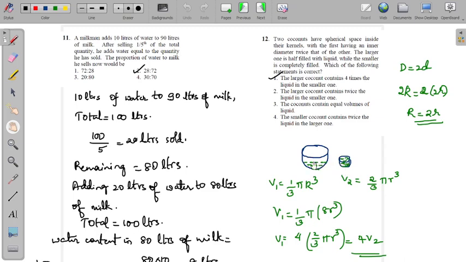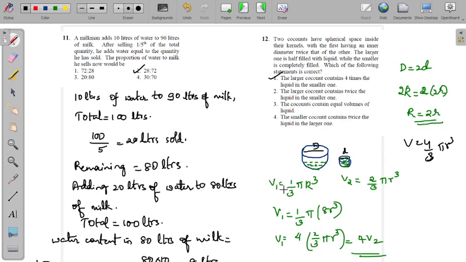All we need to do is find the volume of a hemisphere. This is a hemisphere. The volume of a sphere is given by the formula V equals 4 by 3 pi r cube. Now, capital D is the diameter of the bigger coconut, and small d is the diameter of the smaller. D equals 2 times d. Therefore, the radius is also 2 times the radius of the smaller coconut.